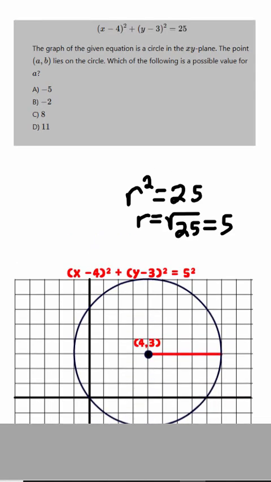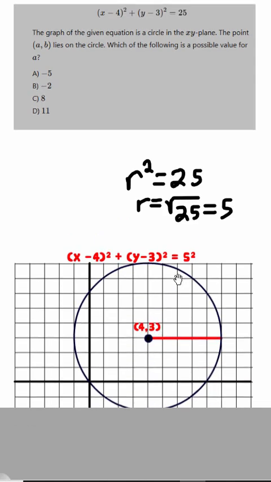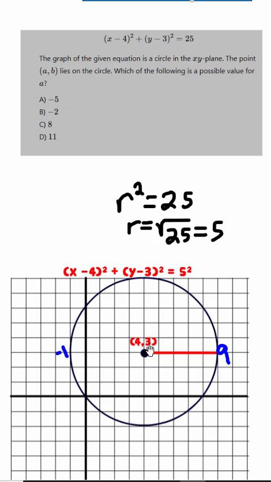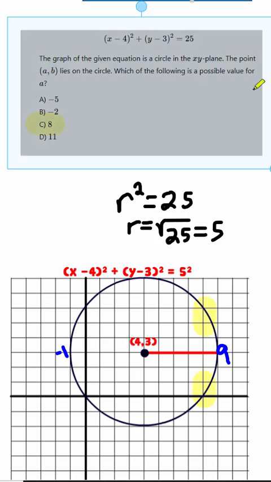So here's a picture of the same equation. Center (4, 3), radius 5. That means we can go 5 to the right or 5 to the left. That means we can go as far as 9 and as low as -1. So the only possible values would have to be between -1 and 9 inclusive. It could be 9, it could be -1. If you look at the answer choices, only 8 is in that range. So 8 right here you can see is within that range.